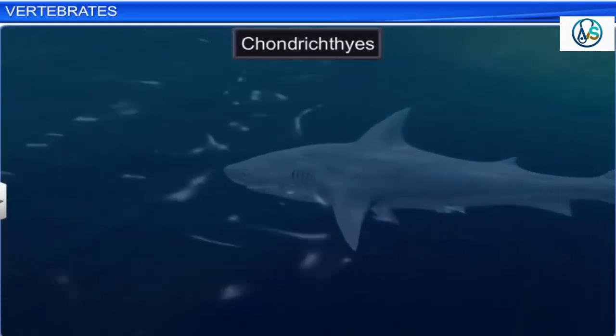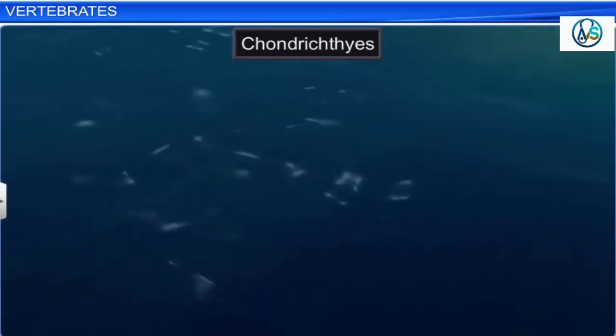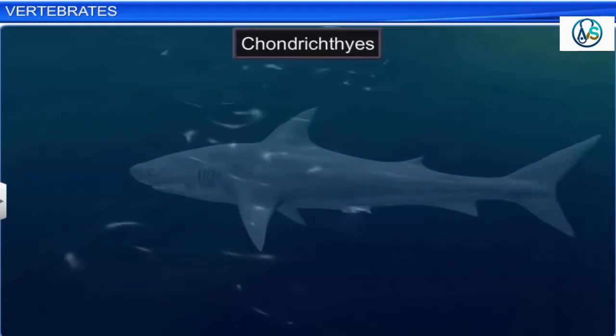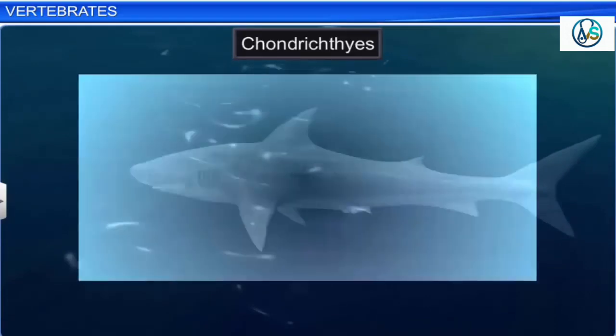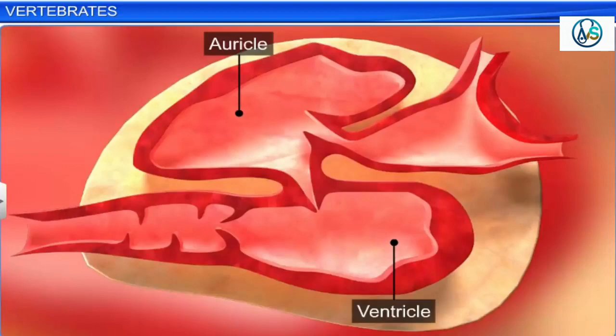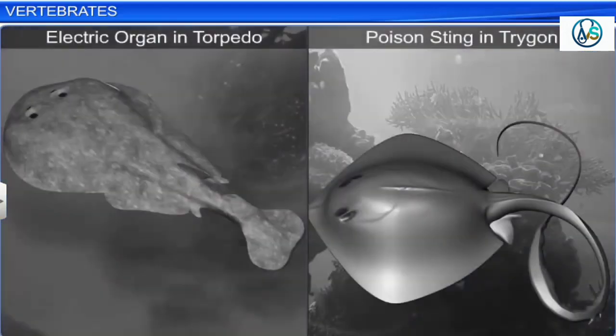Moreover, the absence of the air bladder forces them to swim constantly to remain buoyant. These fish are cold-blooded, or poikilotherm, and have a two-chambered heart with one auricle and one ventricle. They also have powerful jaws that make them good predators. Some of them also have an electric organ or a poison sting to protect themselves from predators.